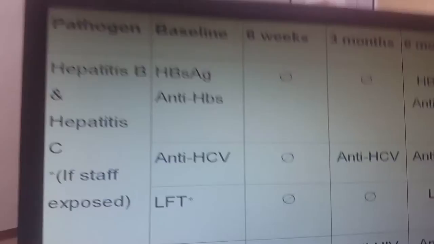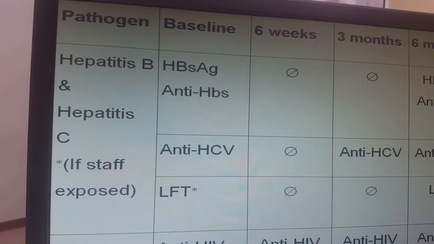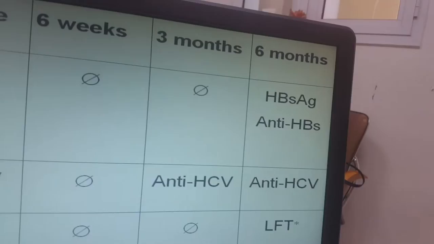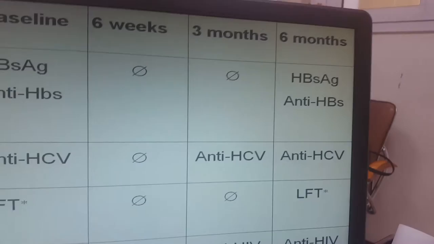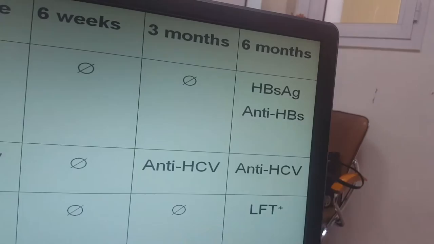This is the follow-up. If I got needle stick injury from a hepatitis B patient, I have to do the baseline antigen, then I have to do it again after 6 months. What about hepatitis C? For hepatitis C, you also have to do the baseline hepatitis C antibodies and the liver function test. Then you will do anti-hepatitis C virus after 3 months, then after 6 months, and you will also have to do the liver function test.